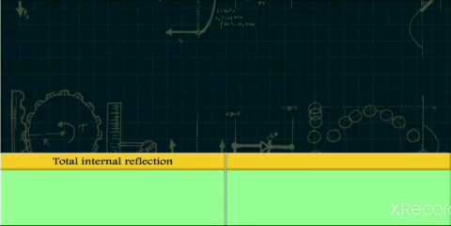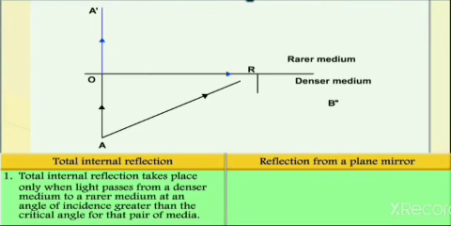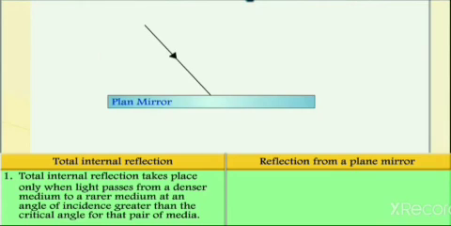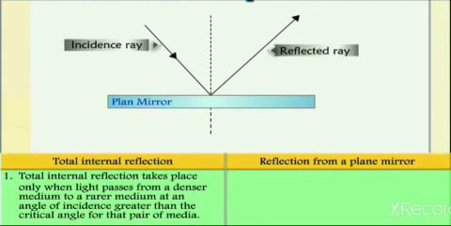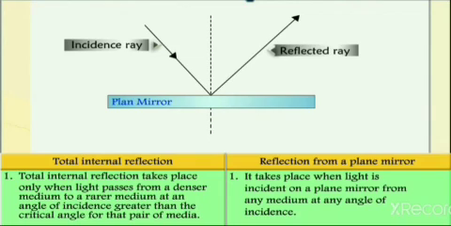Distinction between total internal reflection and reflection from a plane mirror. 1. Total internal reflection takes place only when light passes from a denser medium to a rarer medium at an angle of incidence greater than the critical angle for that pair of media. While reflection from a plane mirror takes place when light is incident on a plane mirror from any medium at any angle of incidence.